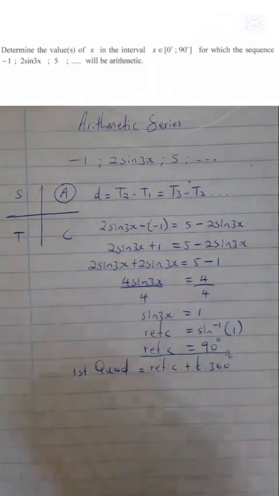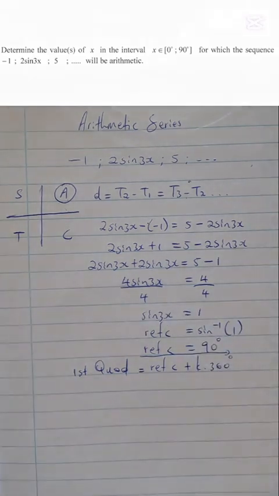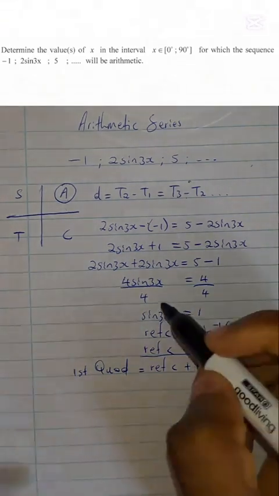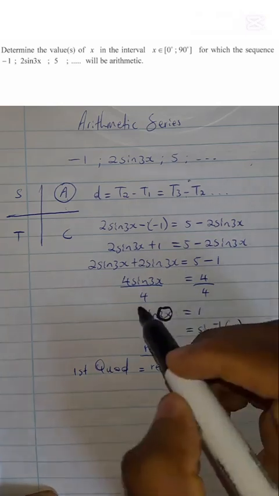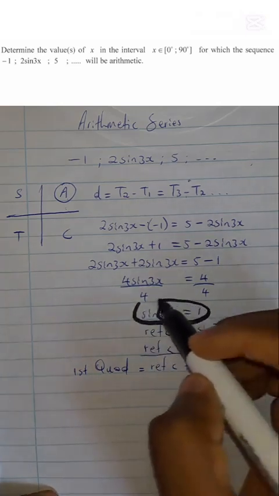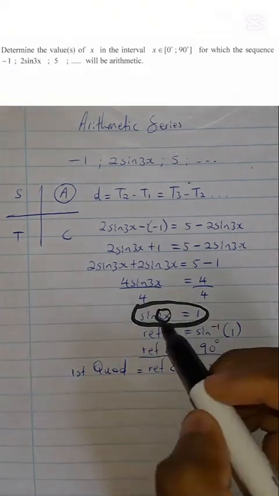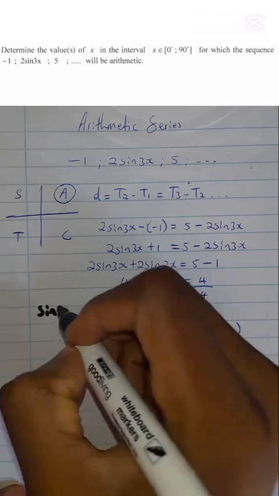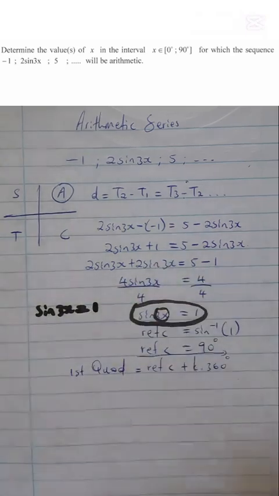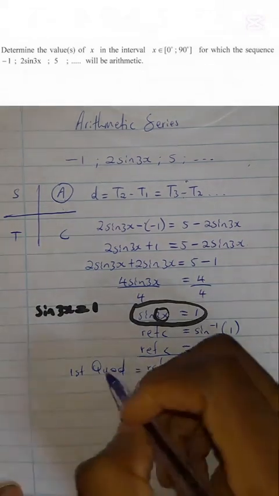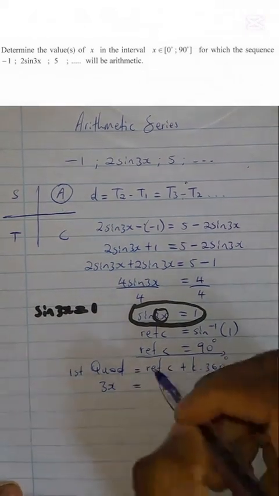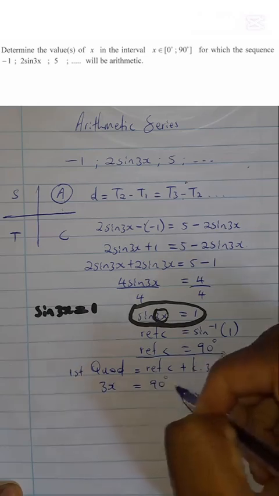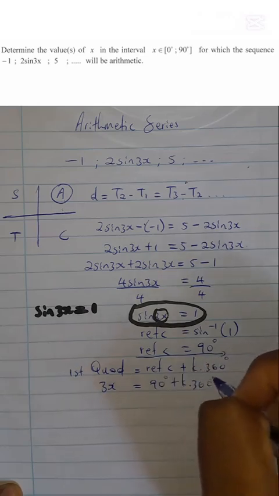So we do not have x, we have 3x. Please don't forget that we have 3x. I'm talking about this: sine 3x is equal to 1. So it is 3x, not x, and we have to consider that. So 3x is equal to the reference angle, that is 90 degrees, plus k multiplied by 360 degrees, right?